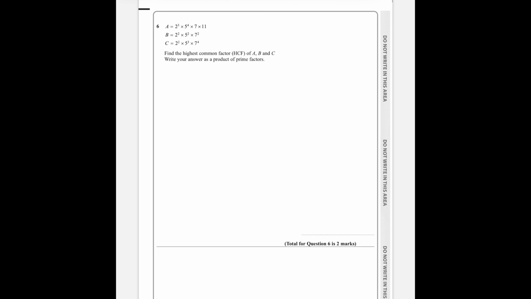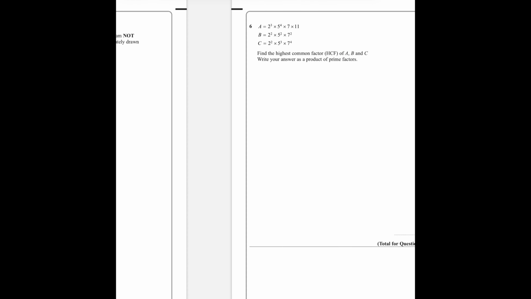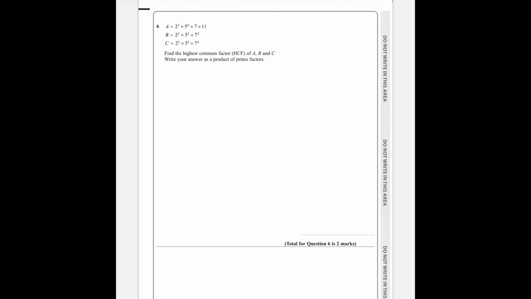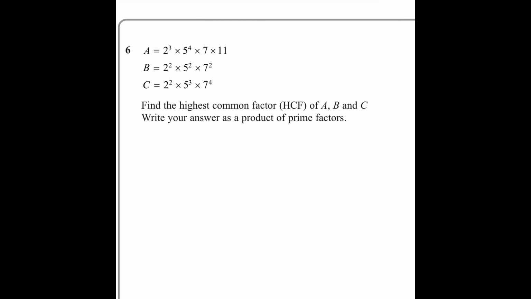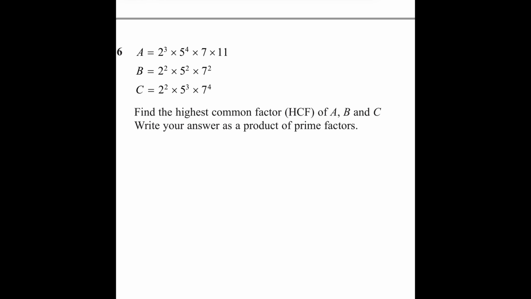So here, the question's asking for the highest common factor of 3 different numbers, and it's quite nice because it's giving us the numbers in its factored form. So when you're looking for highest common factor, you want to look for factors that are common, and you want to choose the one with the lowest power.